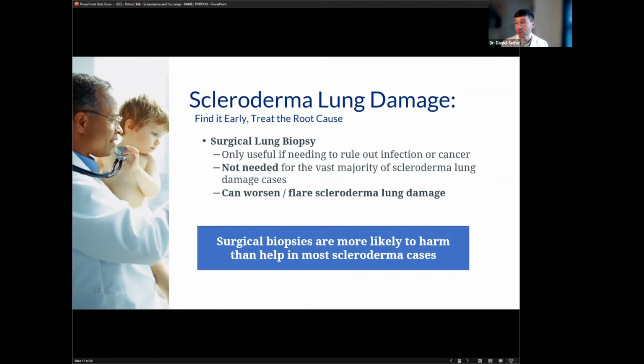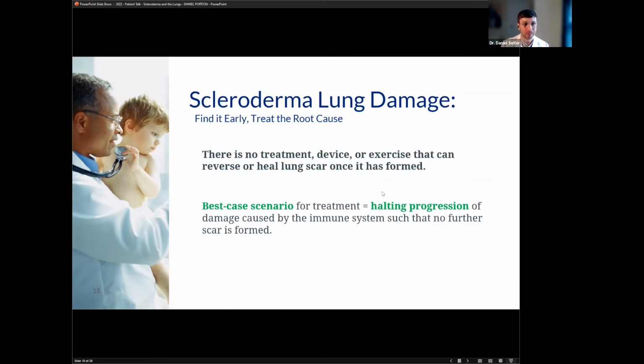And the reason for this is when you get a cut, just like on your finger, your immune system gets activated. It gets called to that place to heal the damage. And if the immune system is what's causing the damage in the first place, that is not a good situation. You don't want to call in the opposing army. You want to use your own. You don't want to do that. So surgical biopsies are more likely to cause harm than help in most scleroderma cases.